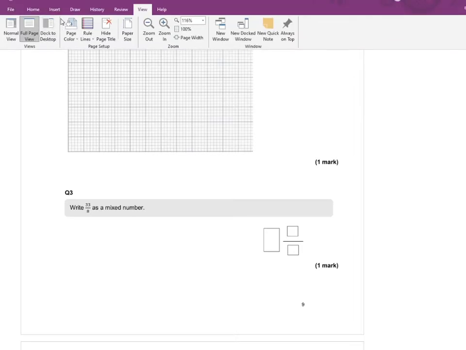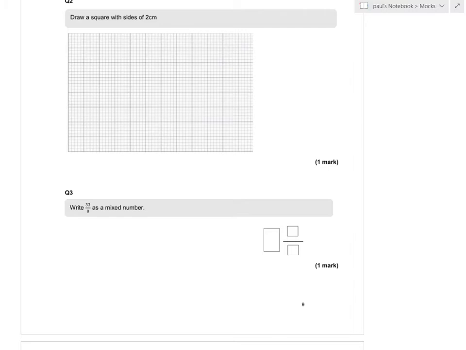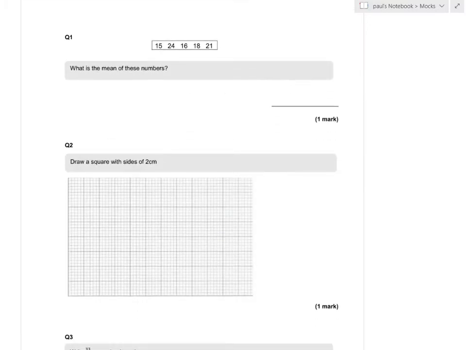So let's, I missed out question 1 there. Is there a question 1? Question 1. What's the mean of these numbers? Remember, it's a calculator paper, so we just add them all up and divide by 5.